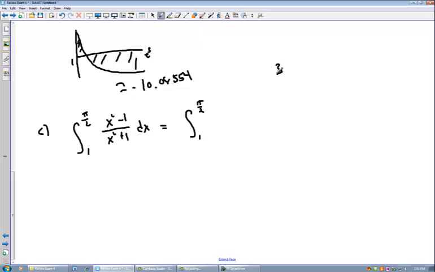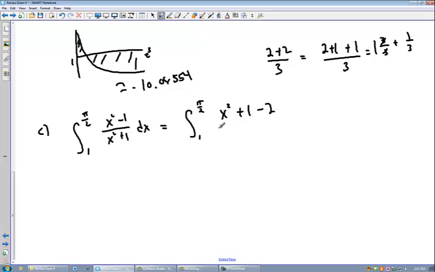If you have 3 divided by 2 plus 2, in some sense, this is the same as 2 plus 1 divided by 3. So it's equal to basically 3 over 3 plus a 1 over 3. And then these cancel and you get a 1 here, so it's 1 1/3. And so you can do the same idea here. You say this is x squared, and you can add 1, and then say minus 2 there. That's minus 1, but you could write minus 2, because 1 minus 2 is still a minus 1.